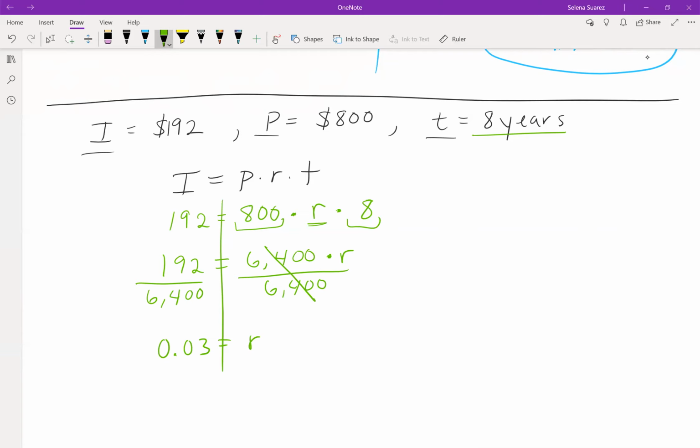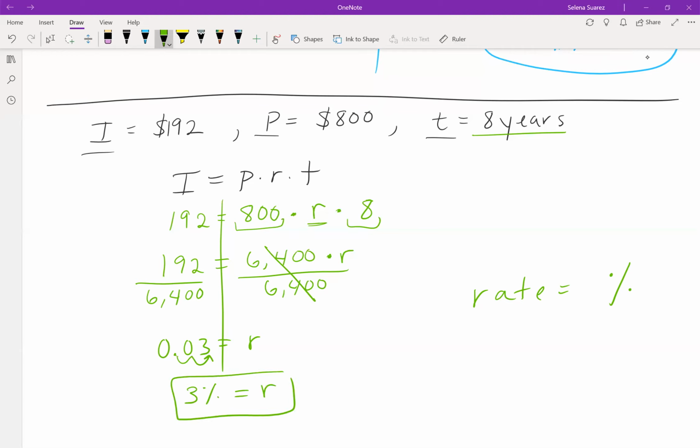Now, keep in mind, R, which stands for rate, is always in percent form. So I can't leave my answer like this. You're going to move the decimal over twice. That would give me 3% equals R. So that's going to be the final answer.